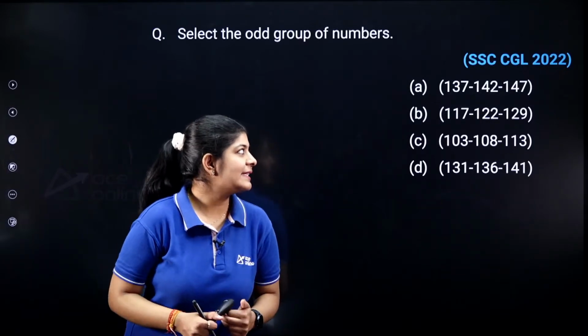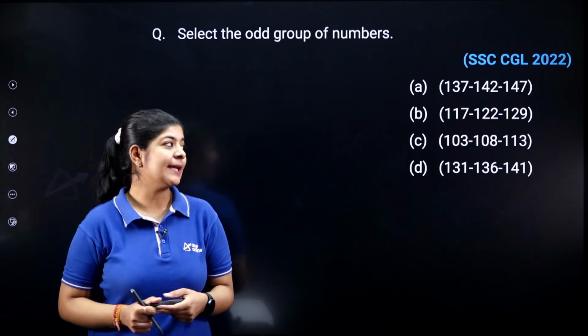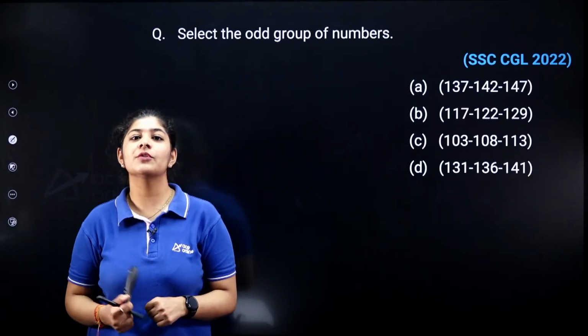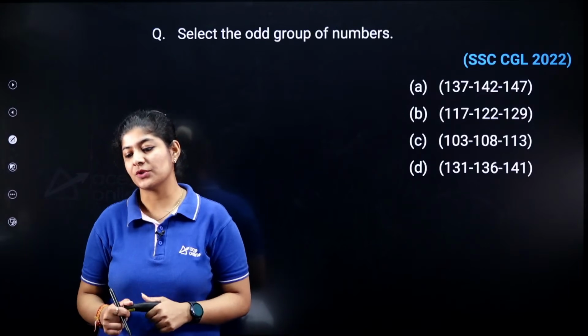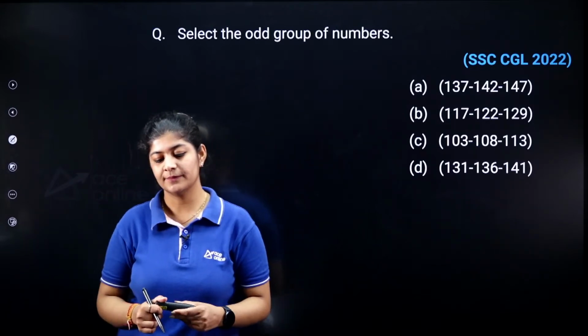You need to analyze the options, basically the numbers, and after that you need to determine the odd one out option.